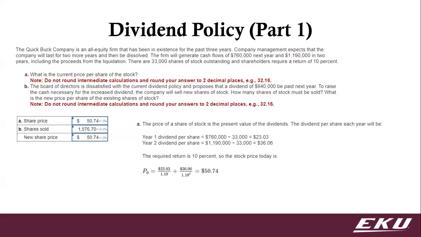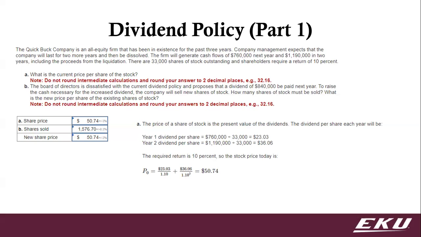So now the board is dissatisfied with this dividend policy, and they want to pay a dividend of 840,000 next year, right, instead of the 760. To raise the cash necessary for the increased dividend, they will sell new shares of stock. So how many shares do they have to sell to raise the additional money, right? To go from 760 to 840, right? And then what is the new price per share of the existing shares of stock?